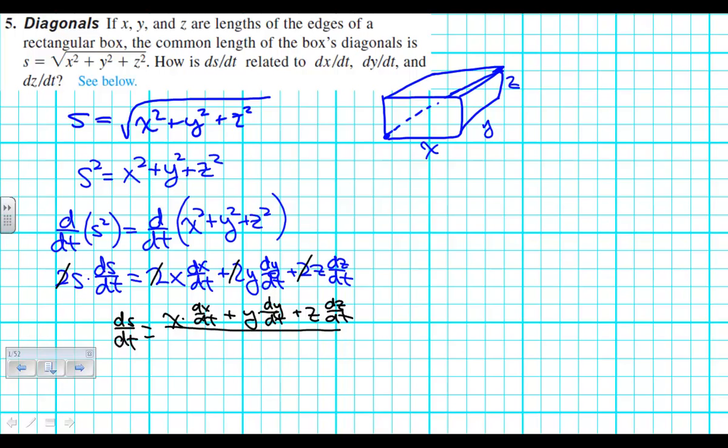In the book they say s is exactly the square root of x squared plus y squared plus z squared. So if you divide by s, this is s. So that's how they end up getting their answer in the back of the book. Wow. Is that okay there? All right. Let's call that one a close.